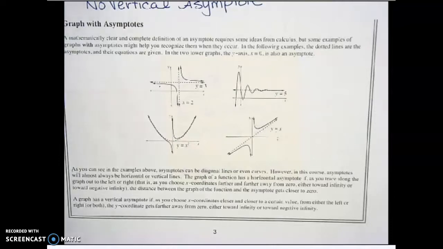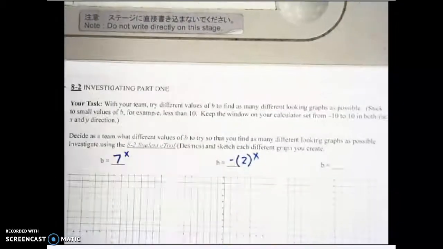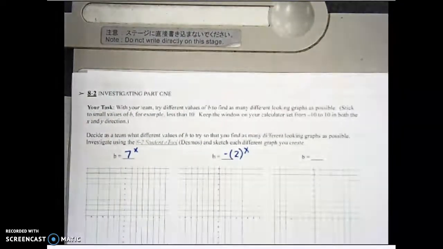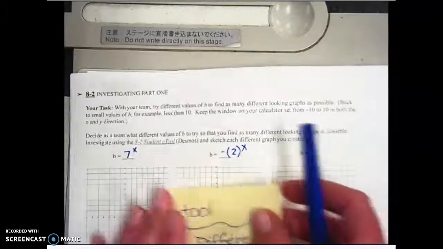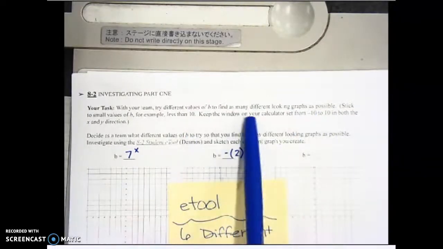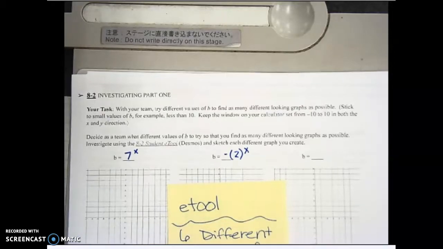All right, so now you're going to turn back one page to page 2. And here's page 2, which is investigating part 1. So it says your task with your team, you're going to try different values of B to find as many different looking graphs as possible. You're going to stick to the smaller values between -10 and +10. And you're going to keep your window kind of small, okay? Mostly because these graphs right here are just from -10 to +10. So if it's way off, then pick a different number.